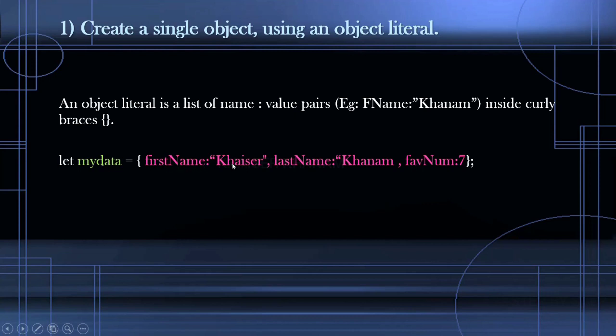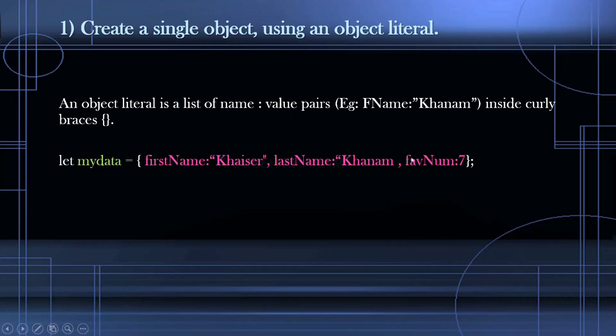This first name is the name and Kaiser is the value. This value is a string, so I have enclosed it in double quotes. And this is the favorite number, for which I have given the value as a number, so I don't have to wrap it in single or double quotes. The name can be a simple string or a number. You can wrap it inside double quotes, but it is not mandatory. If you don't wrap it, also no problem.